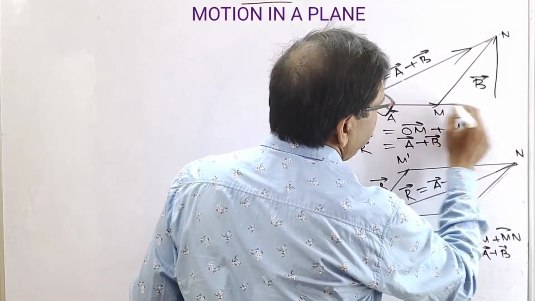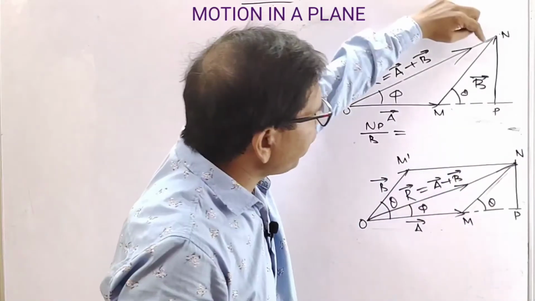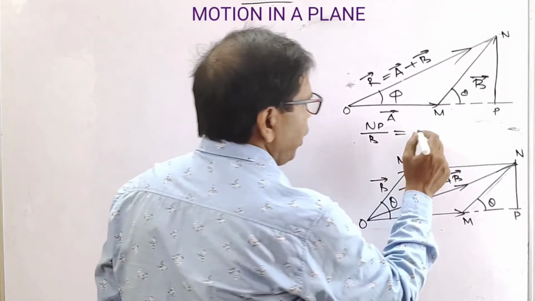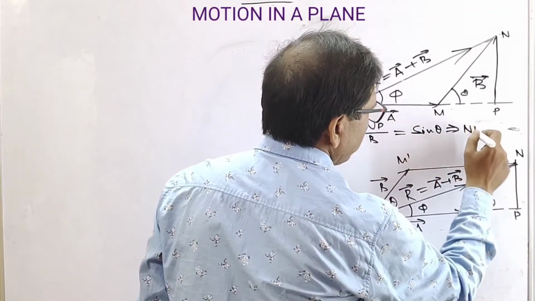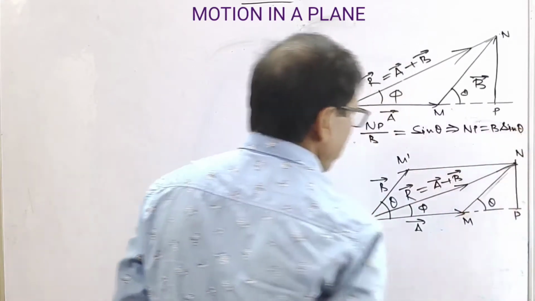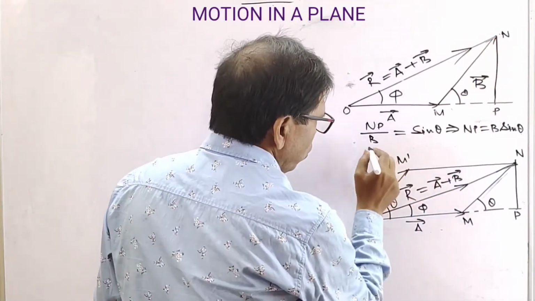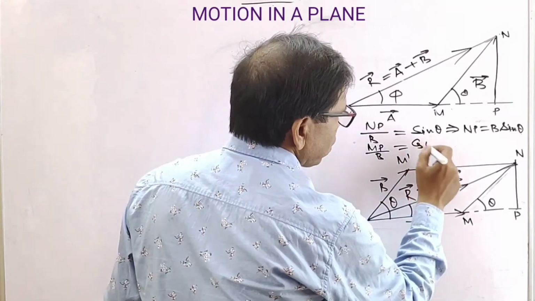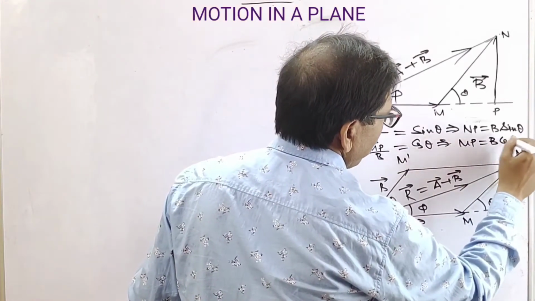A perpendicular NP is drawn on produced OM. NP is the perpendicular and this is the base. So NP by B equals sine theta. Therefore NP equals B sine theta. Again, this is the base and this is the hypotenuse, so MP by B equals cos theta. Therefore MP equals B cos theta.